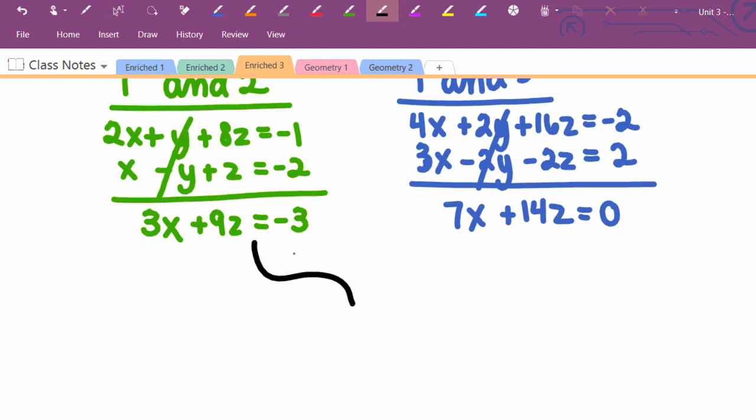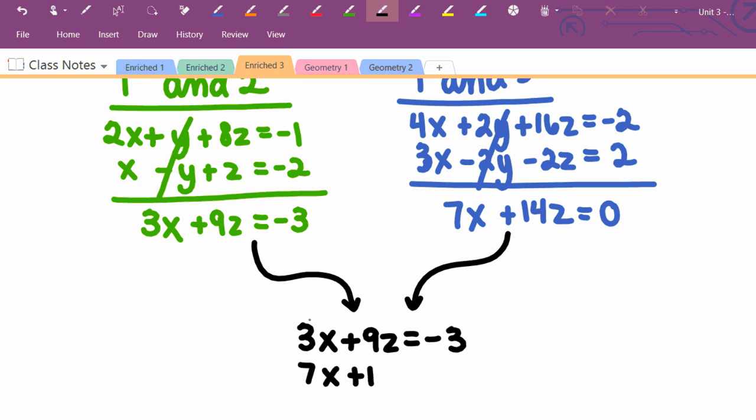Make these into a 2 by 2 system. We've got 3x plus 9z equals negative 3. And we have 7x plus 14z equals 0. Why is this awkward? Yeah, you're going to have to change both of them. Do we want to get rid of the x or the y? I see the x is easy because I can easily see what opposite number I want in front. What number do I want in front of the x's, positive and negative?